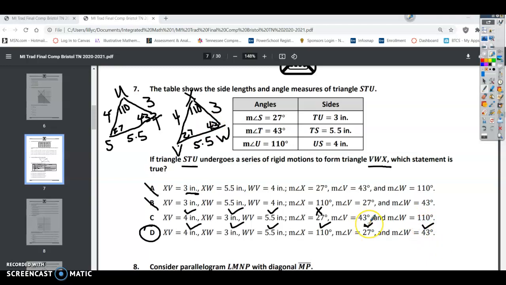So even though it takes just a little while to sketch a picture, and again, it doesn't have to be a perfect picture. You can see my triangles are not to scale at all, but it just gives you an idea. If you want to put these in the same position as your first triangle, it's just easier to visualize that. All right, so the answer to number 7 is D.